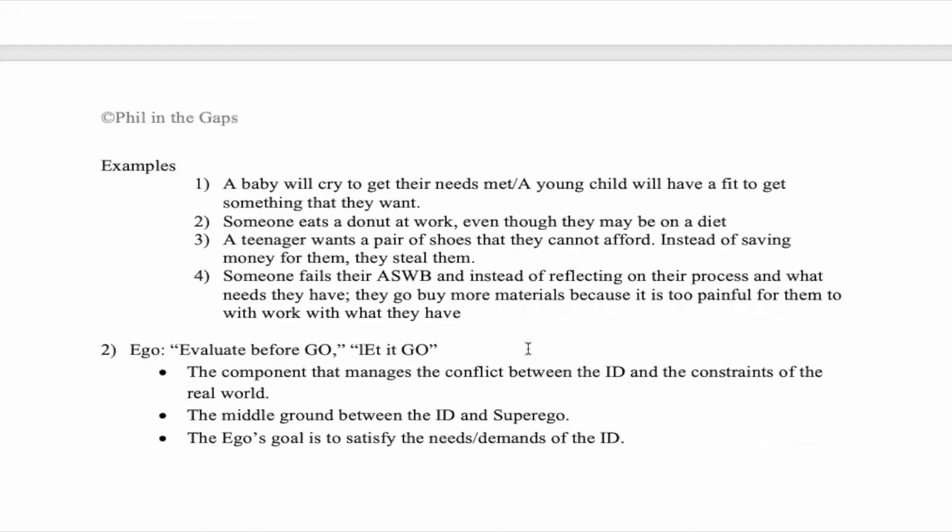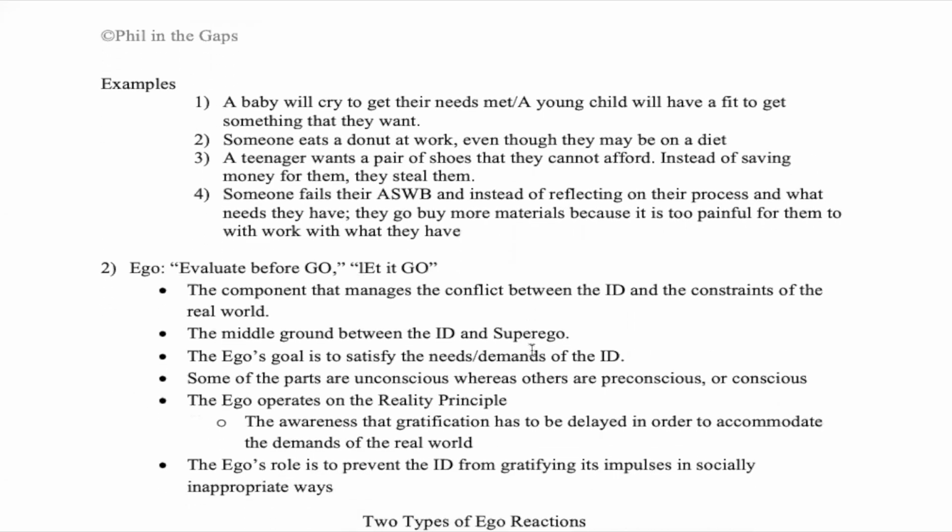So, a couple of examples to articulate this a little bit further. A baby will cry to get their needs met, and a young child will have a fit to get something that they want. That is going to be their impulsive decision making of it's about me and I do not care about anyone else within the situation.